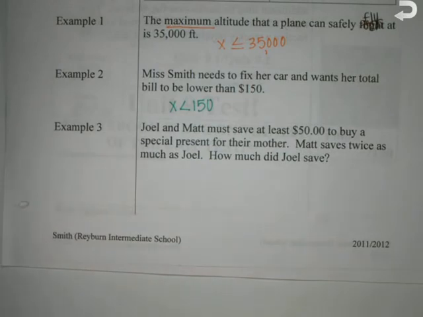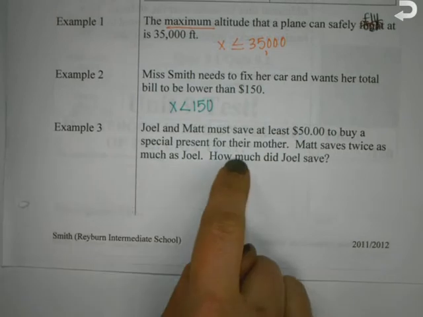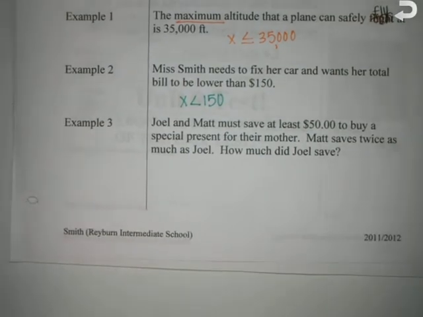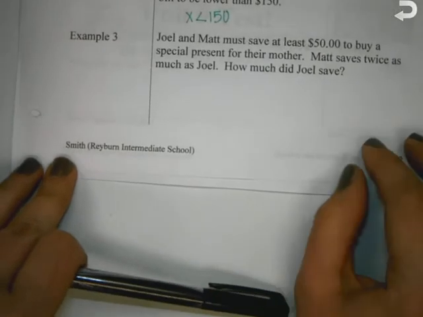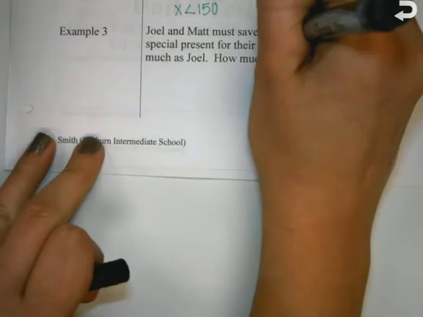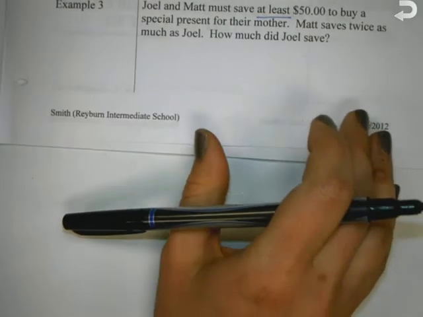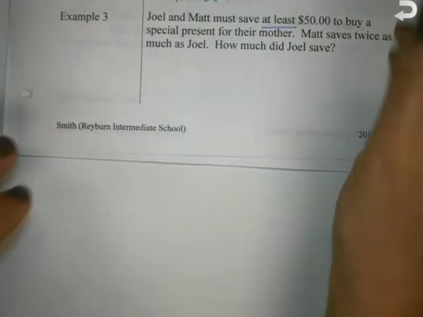Okay, so example 3, you're going to translate and then actually solve it. Now remember, these are word problems. So we have to write our answer in a complete sentence, okay? But let's solve this one first. Joel and Matt must save at least $50 to buy a special present for their mother. Matt saves twice as much as Joel.